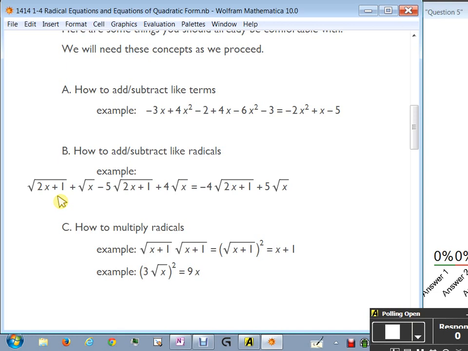And then I can combine the root x and the 4 root x together because they have the same radicand. So we're basically adding the coefficients. The 1 in front of the root x added to the 4 in front of the root x gives us 5. So you should be comfortable with adding radicals like that.